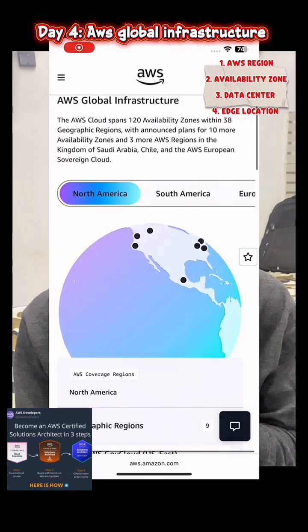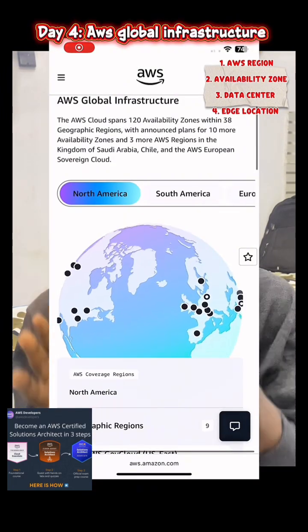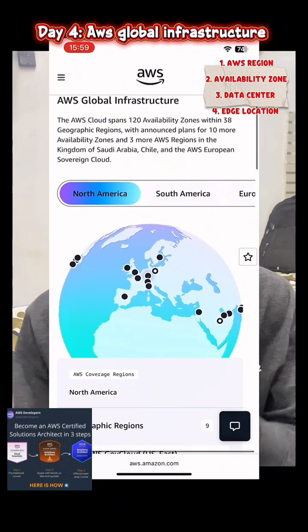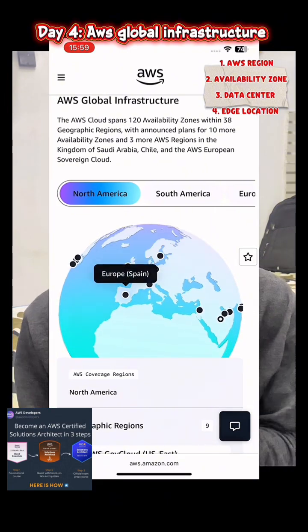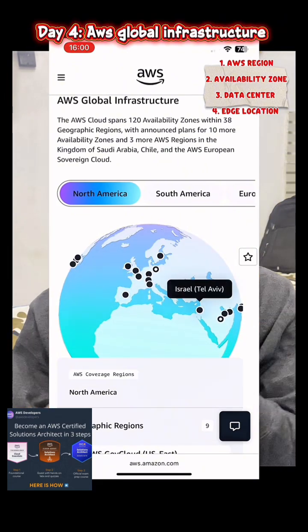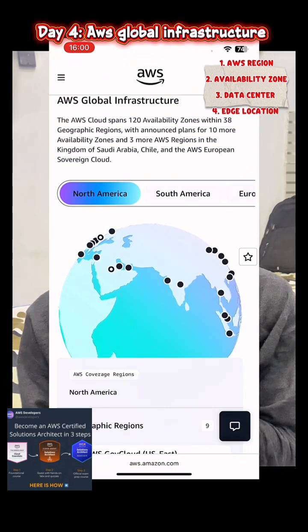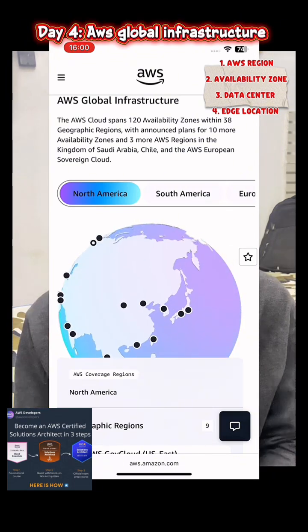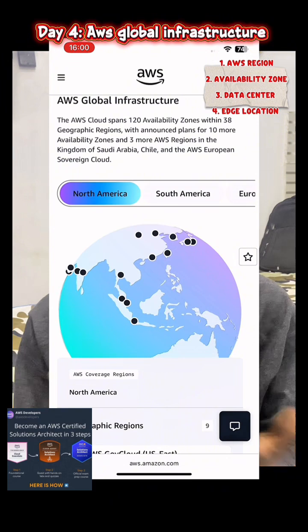Now, for you to see the different geography that AWS has, you can visit infrastructure.aws so that you can see the different kinds of global infrastructure that they have at this moment. So now let's start with the first one, which is the AWS region.